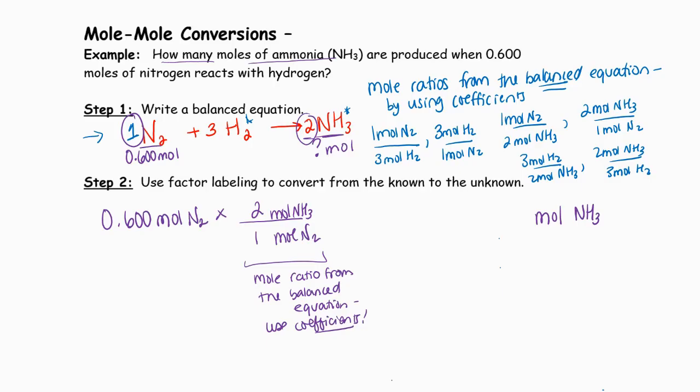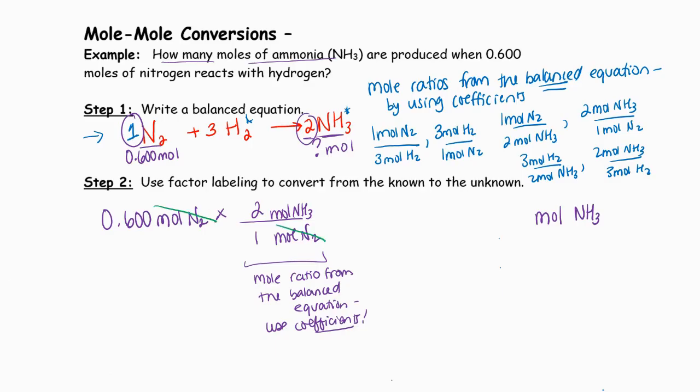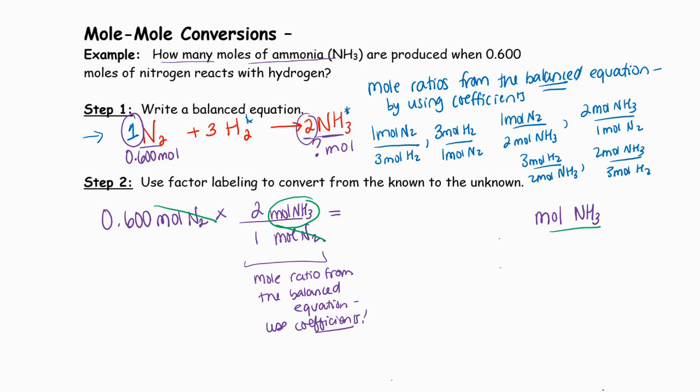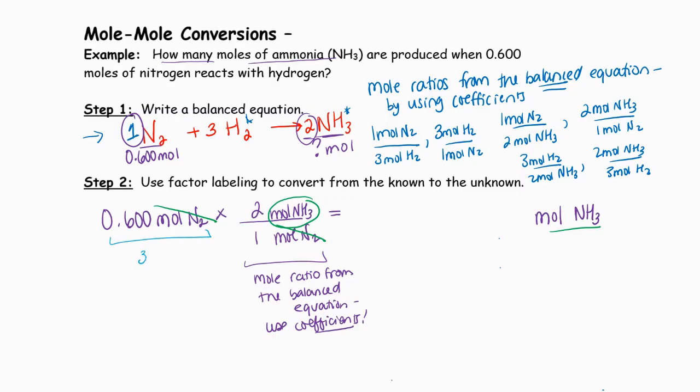All right, so my moles of N2 are going to cancel out. I'm left with moles of NH3, which is what I wanted. So I'm going to plug this into my calculator and get my answer. Now, if we think about significant figures, we've got to remember that this has 3 significant figures.